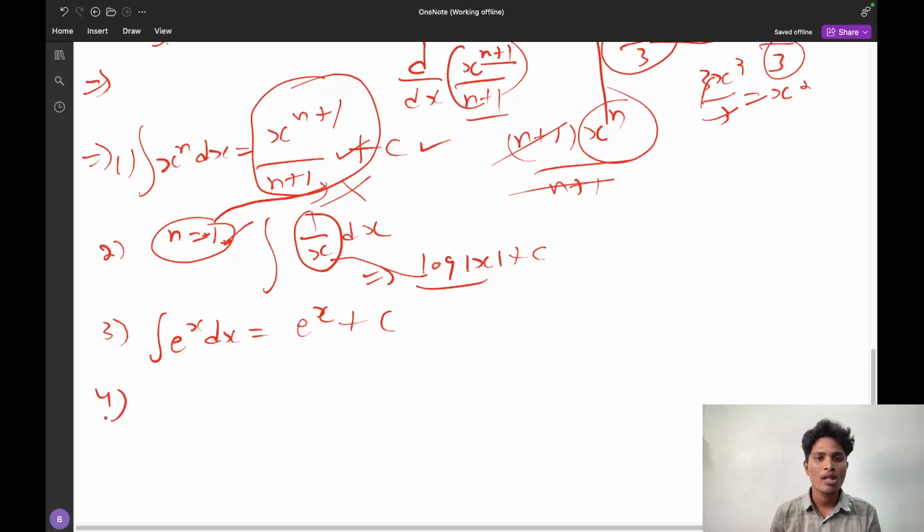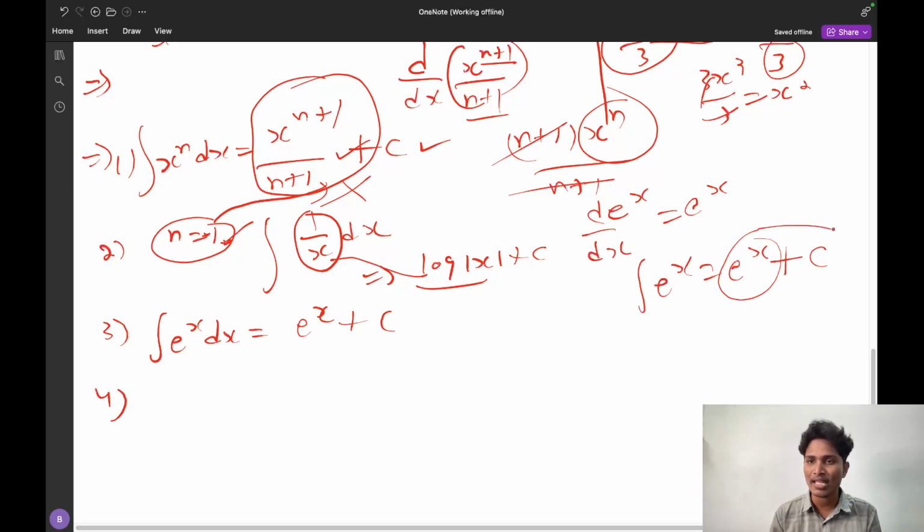You already know that d by dx of e power x is equal to e power x, and integral e power x is also e power x. But it is not just e power x, it is e power x plus c. This is the difference. And next, the fourth formula, integral a power x dx.